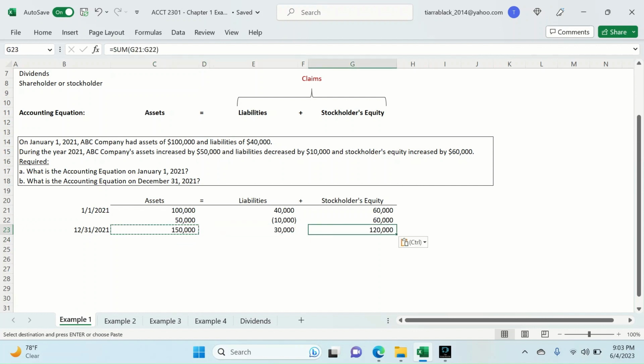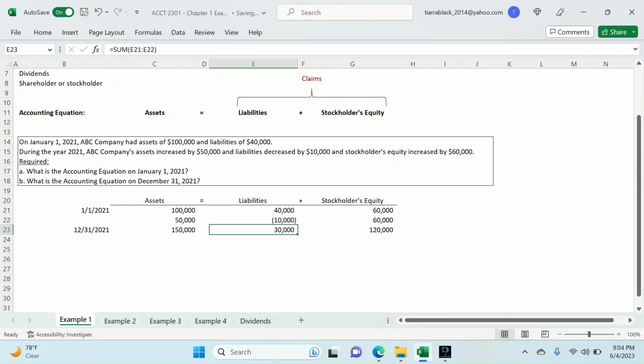If we do the same for liabilities and stockholders' equity, we see that we now have $30,000 in liabilities, since we started with $40,000 but decreased by 10 throughout the year. And then lastly, stockholders' equity started at 60, and then we added 60 more, so now we're left with 120. So now we have $150,000 of assets on the left side, $30,000 in liabilities on the right side, and $120,000 of stockholders' equity on the right side. So $150,000 on both sides. Therefore, our accounting equation is in balance.